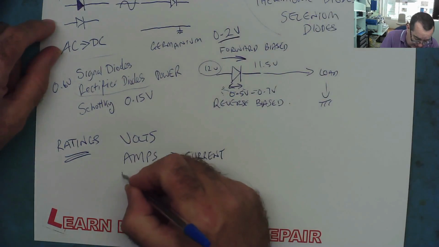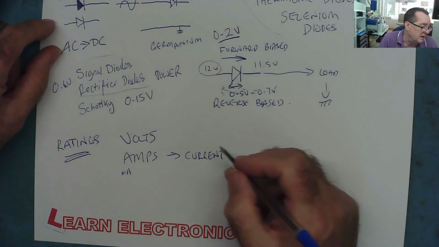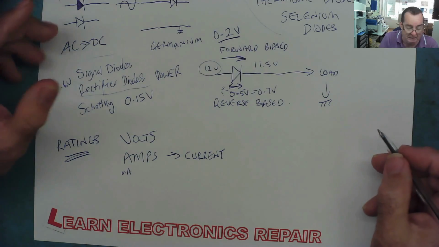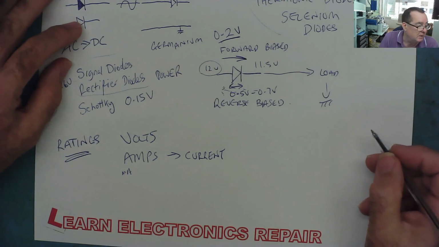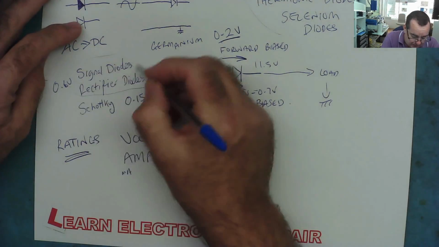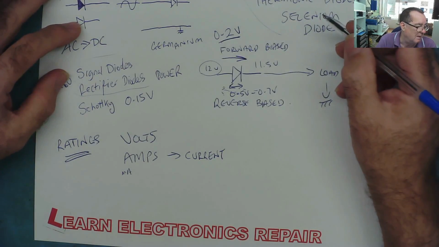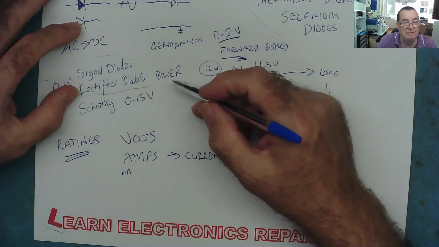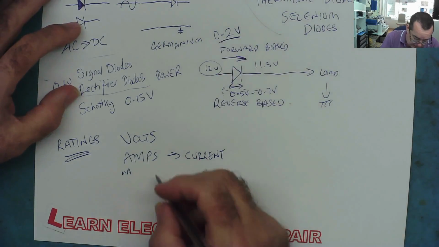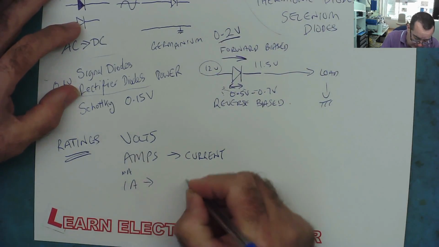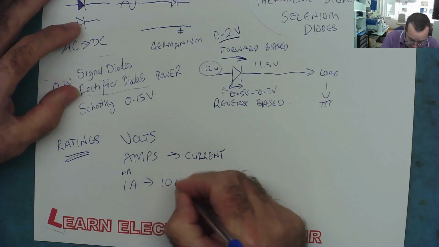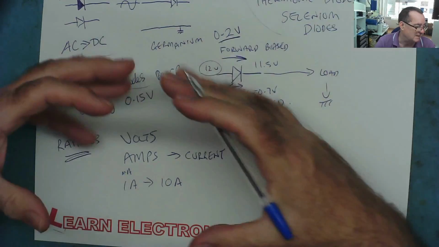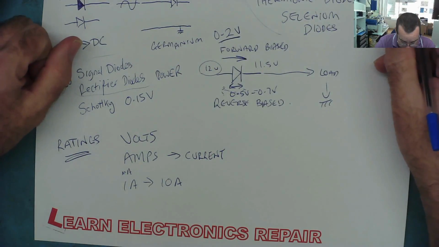This can be from a few milliamps on a signal diode up to hundreds of amps, maybe more, on large power devices. Certainly signal diodes will handle milliamps or 100 milliamps, 200 milliamps. Rectifier diodes are typically from about 1 amp to 10 amps, and then you get into large power rectifiers, which can go up into the hundreds of amps. So those are the ratings you'll find for current.